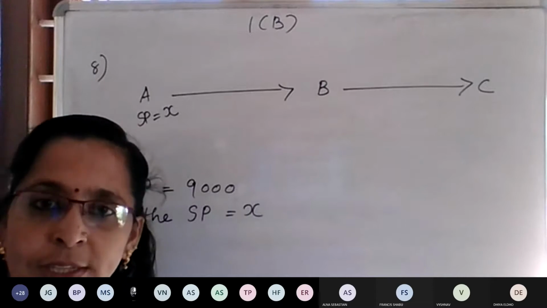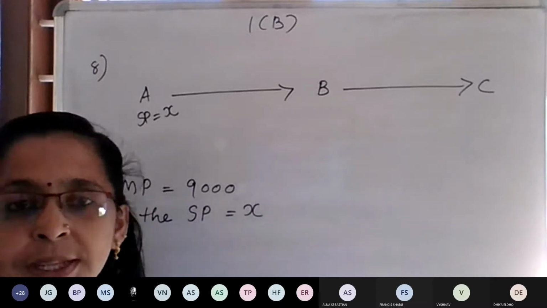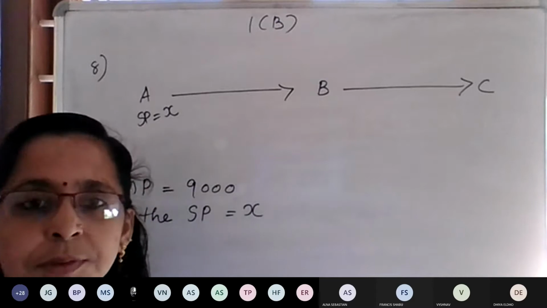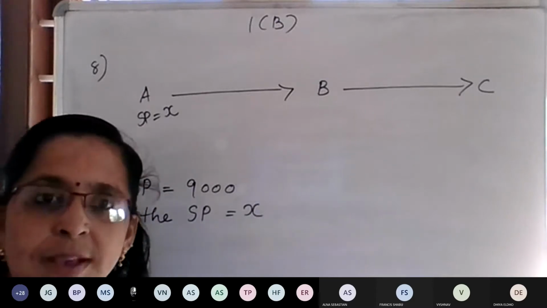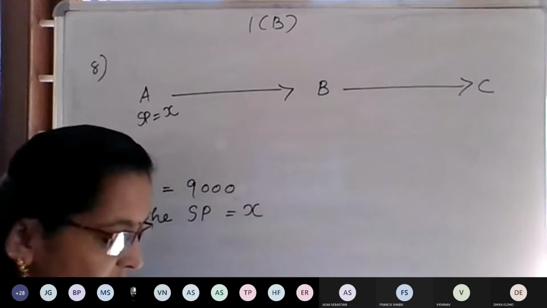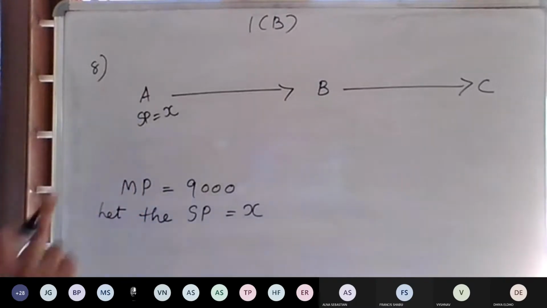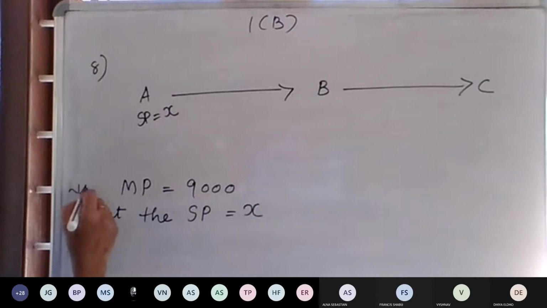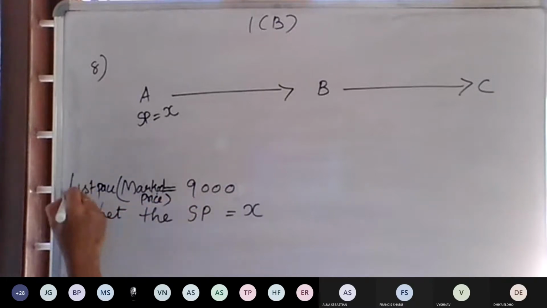But that is not the price we pay. Below it, what would be given? Sometimes a discount is given. After that, what we pay is the selling price. The marked price or list price is given as 9,000. Another name for list price is list price or marked price. Don't write MP, that is marked price. Okay. First sentence understood, all of you?